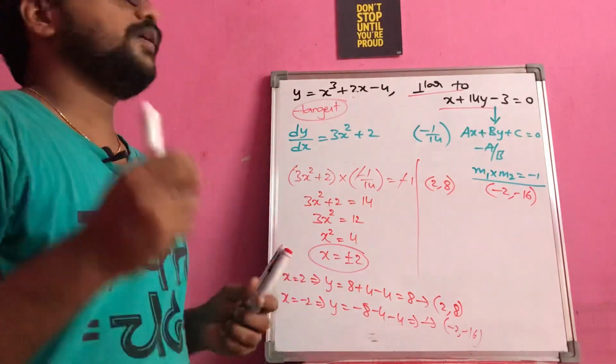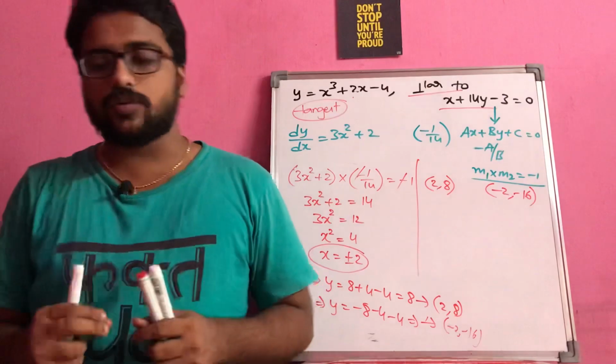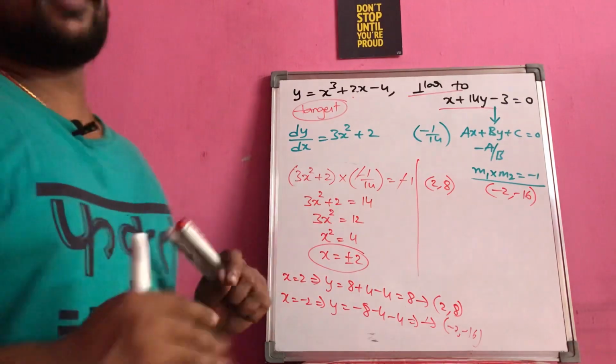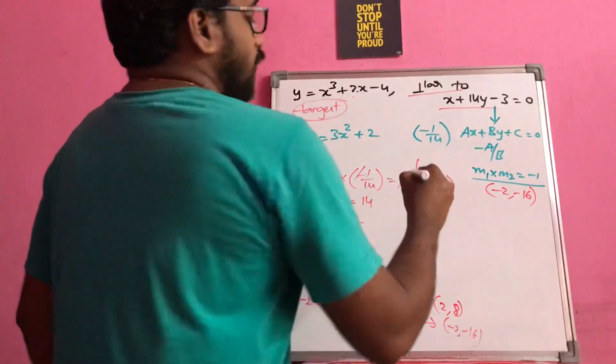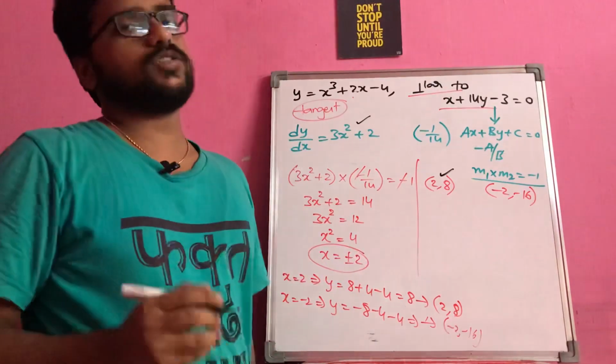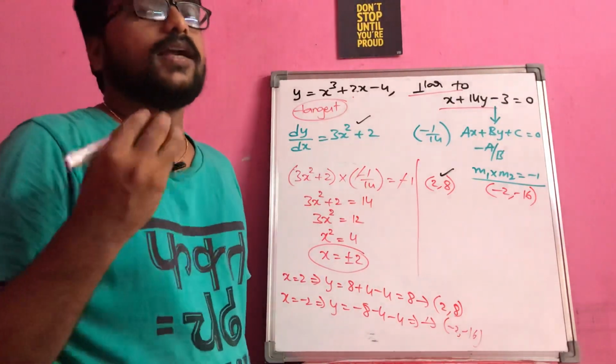If you are removing a negative value from the solution, you should have a valid reason for why you are removing that negative value and not taking it into account. So you know the point, you know the slope. So the only other task is to find out the equation of a tangent.